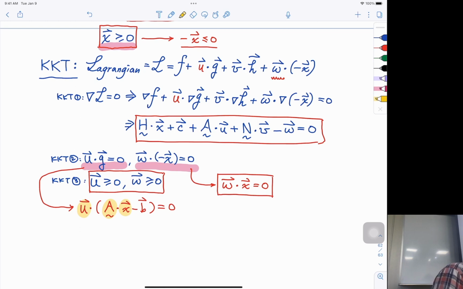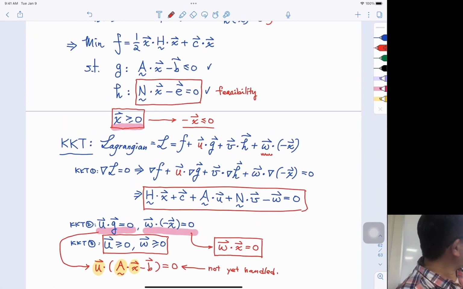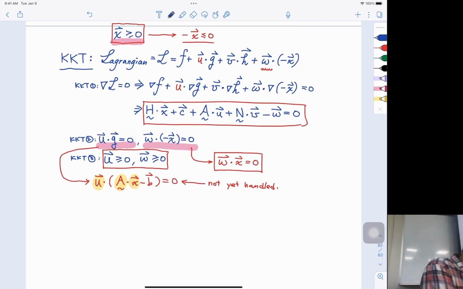Now, in order to handle the g function, because this one is not yet handled. If we observe earlier, in the original problem we have a g, and we need ug equals 0, and even if we plug in, it's not an easier form. So we want to rewrite this whole thing in a different way. This time we are also introducing slack variables.